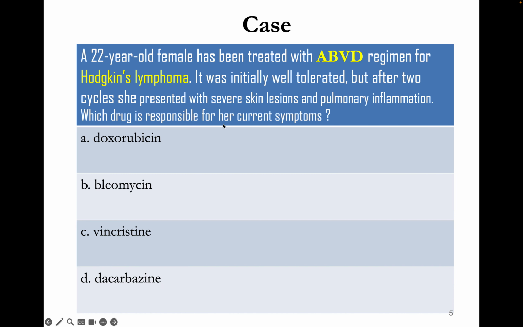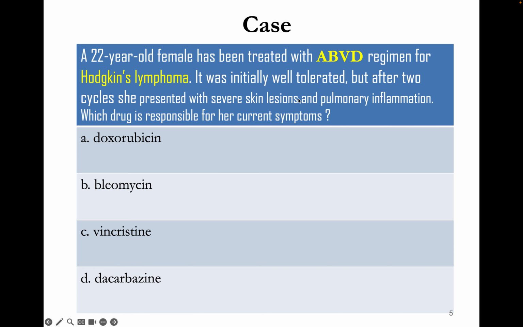Let's look at a case. A 22-year-old female has been treated with the ABVD regimen for Hodgkin's lymphoma, later presented with a pulmonary inflammation and a skin lesion. Which drug is responsible for her symptoms? So let's break it down. ABVD regimen, adriamycin, that is an old name for doxorubicin. The second B, that is bleomycin. V, vincristine, and D, dacarbazine, that is an alkylating agent.